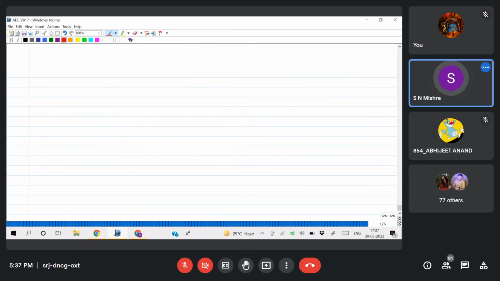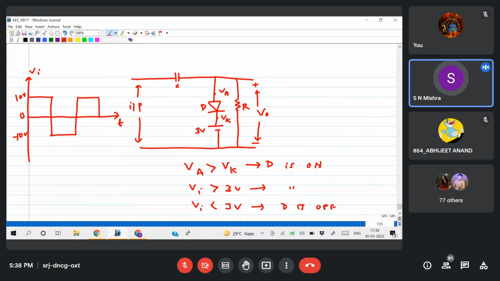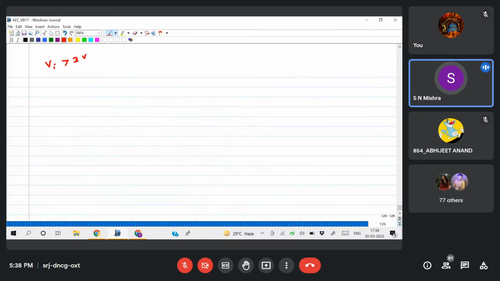So those who have not done it, let us see. What is my condition? Vi should be greater than 3 volt. You see here, 3 volt is connected at the cathode, so the anode should be higher than that. So Va must be greater than Vk, then only the diode is on. So Vi must be greater than 3 volt, then the diode is on. Vi less than 3 volt, the diode is off. So when it is on, what will happen?